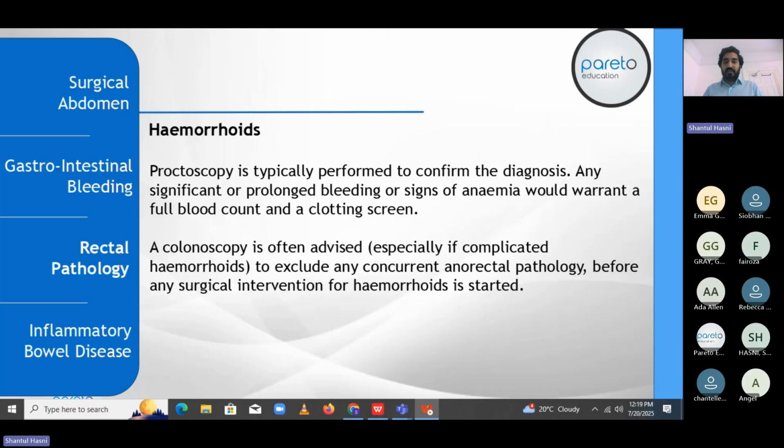So rule out any concurrent anorectal pathologies and pelvic masses before any surgical intervention for hemorrhoids is started, because you can treat the hemorrhoids with the surgery. If you miss the cause of why the patient is having those hemorrhoids, it's going to be horrible.